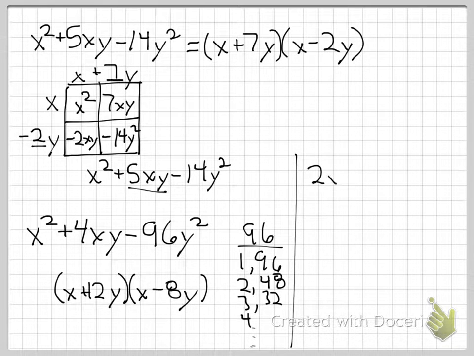Let's give you the ugliest one I can find here. You guys look bored. We gotta challenge you here. Two x to the fourth plus 16x squared y squared plus 30y squared.